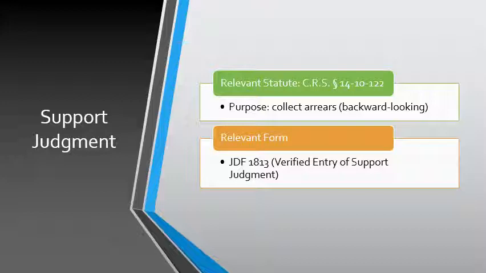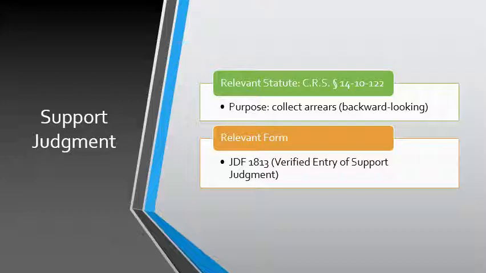So whereas an income assignment looks forward as to getting your future streams of income, a support judgment looks backwards and looks at money that you are owed. So the purpose is to collect arrears. The relevant form for that is 1813. Essentially, you just need to calculate the amount you're owed. It can then be entered as a judgment of the court.